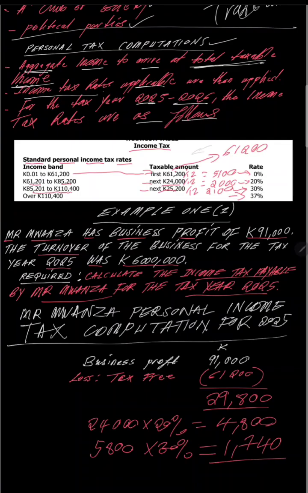After finding these individual tax amounts, you need to sum up 4,800 plus 1,740. You're going to get 6,540. So this 6,540 is the income tax payable by Mr. Mwanza.